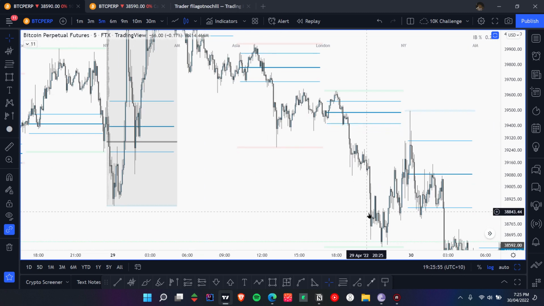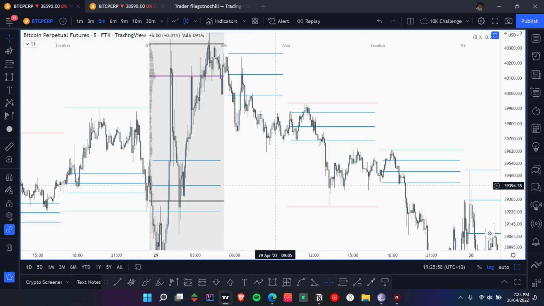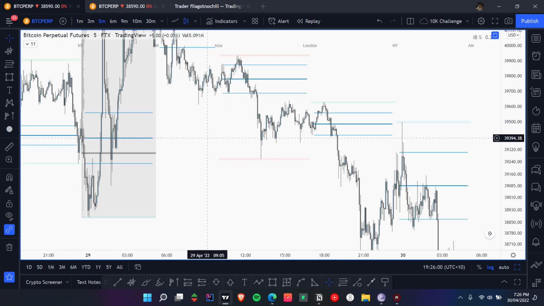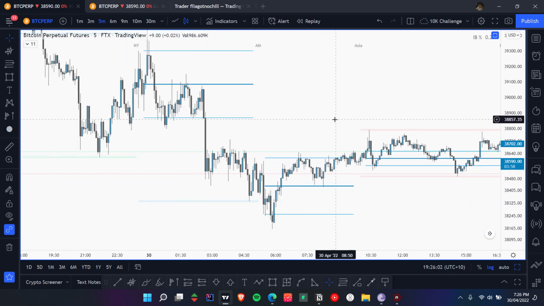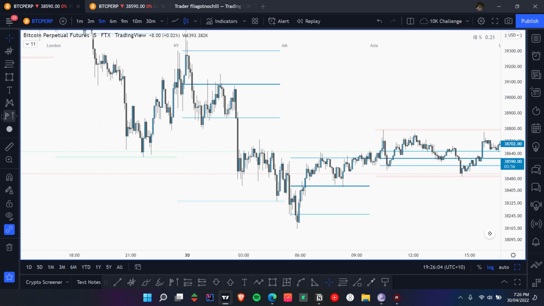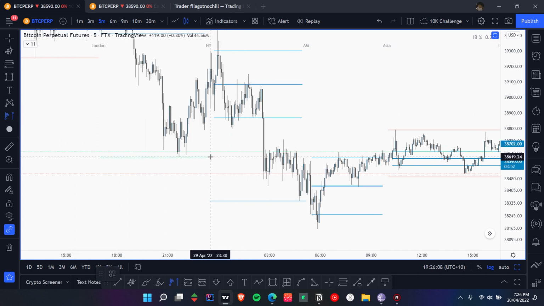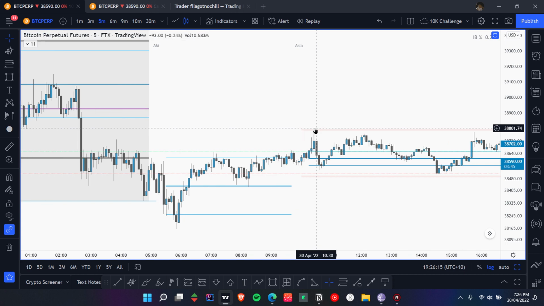Next up, we're going to look at some setups. Okay, so let's plot our volume profile from the New York session to the aftermarket session.